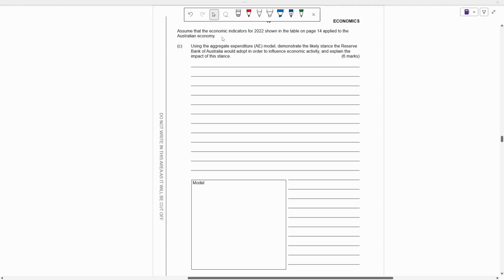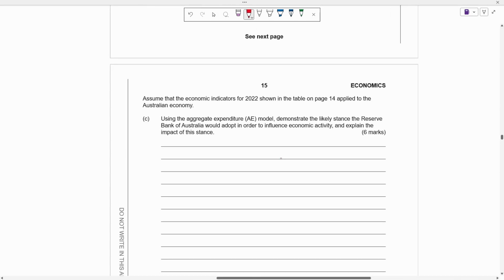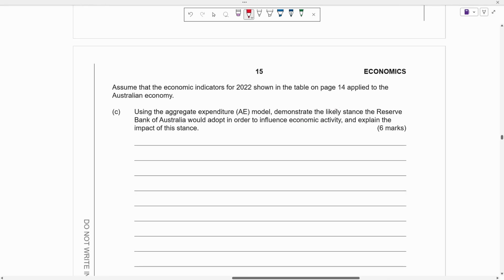Part C, assume that the economic indicators for 2022 shown in the table on page 14 applied to the Australian economy. Using the aggregate expenditure model, demonstrate the likely stance the Reserve Bank of Australia would adopt in order to influence economic activity, and explain the impact of this stance for 6 marks. Now we know our model is going to be 2 marks, so that gives us 4 marks for our explanation. Now we have to figure out the stance that the RBA would take, so that would be 1 mark, and that gives us 3 marks to explain the impact of the stance on economic activity. So let's figure out what the RBA stance for 2022 would be.